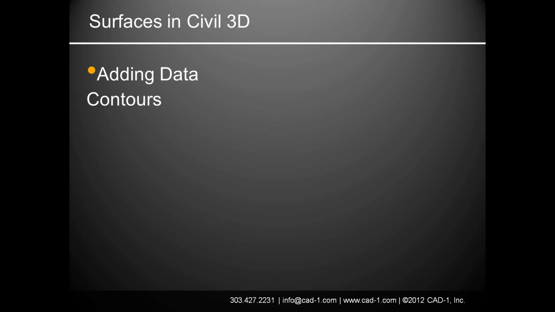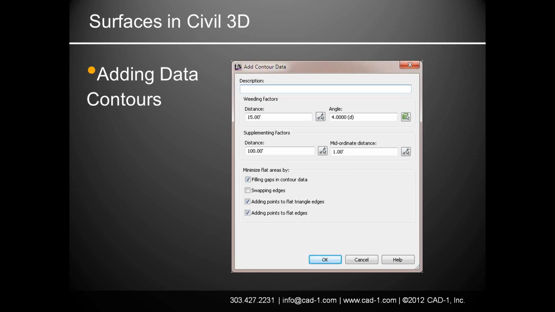So when you're adding contour data, you get the weeding factors, you get the supplementing factors. These are exactly the same as what I talked about already. Those aerial contours, you definitely want to weed the heck out of them. If you've gone in and digitized some USGS contours perhaps, you'll probably want to supplement them. These values for the weeding and the supplementing factors seem to work pretty well, with the exception of the mid-ordinate distance. Change that to 0.1.